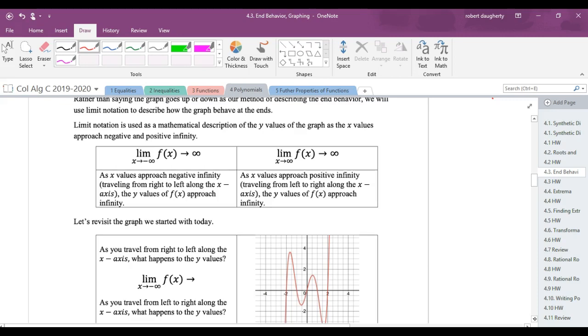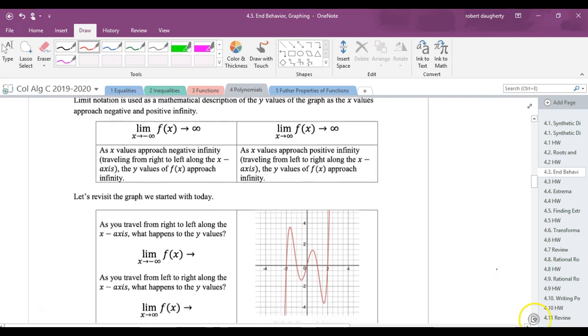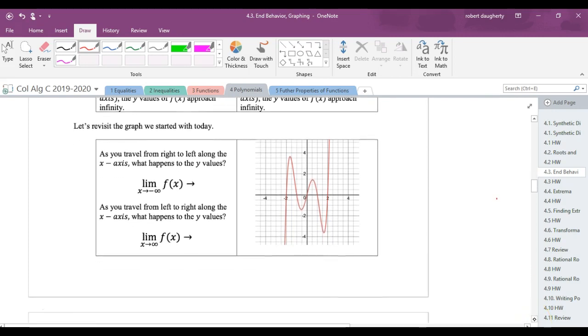How would I say that the y values are going down? If the x values go to the left and the y values go down, what would this number be? Negative infinity. And same thing here. If the y values were going down, it would be negative infinity. Okay? So let's look at some examples just using that limit notation.